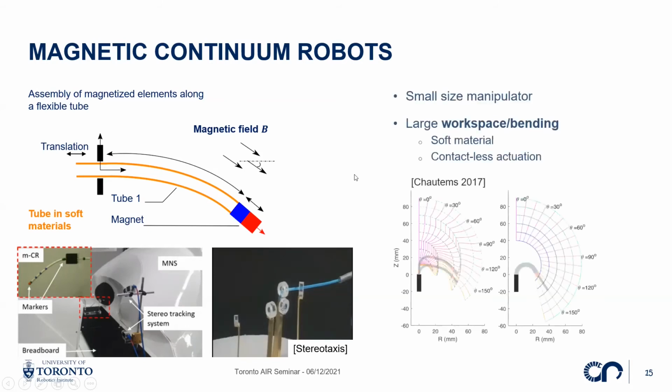These magnetic continuum robots also have several advantages. We can obtain quite small size manipulators, under 1 millimeter. Again, it's just the manipulator; the actuation unit around is pretty big. We can achieve a large workspace with these robots and large bending angles because they're composed of soft material and they have this contactless magnetic actuation.